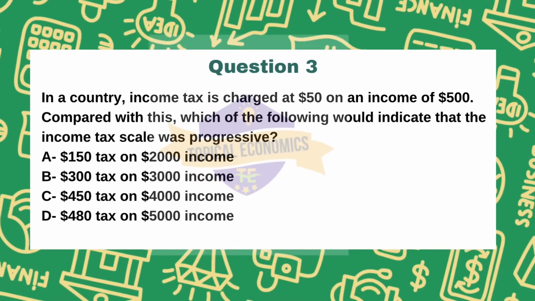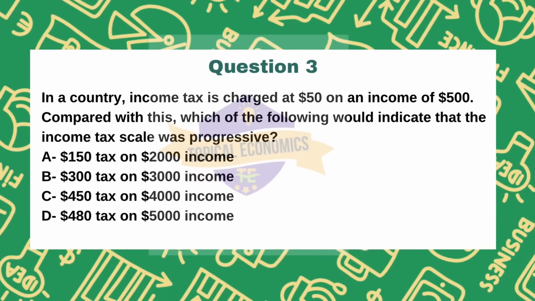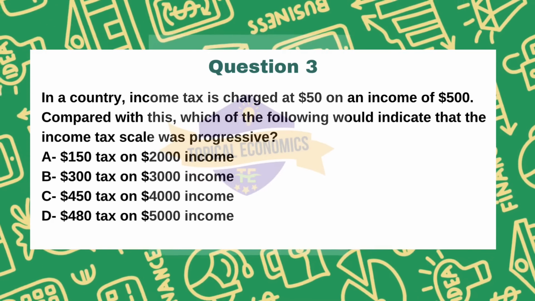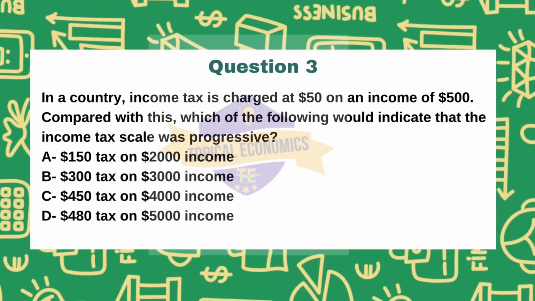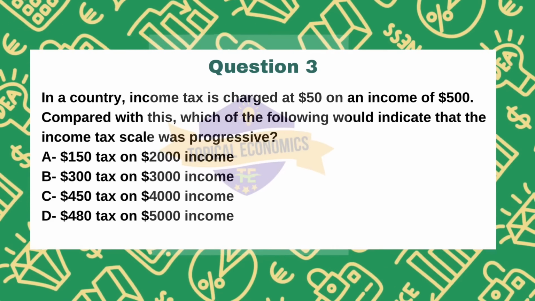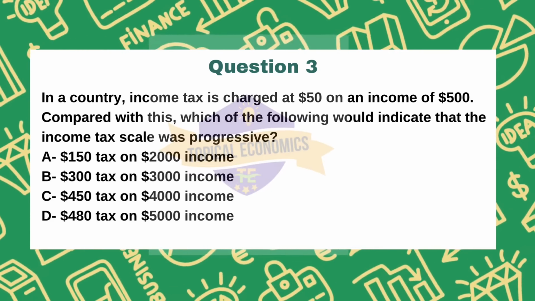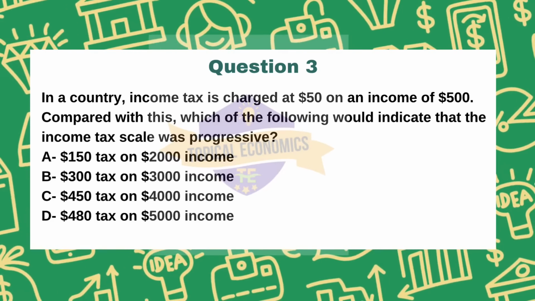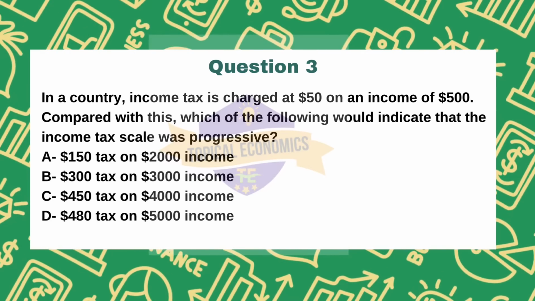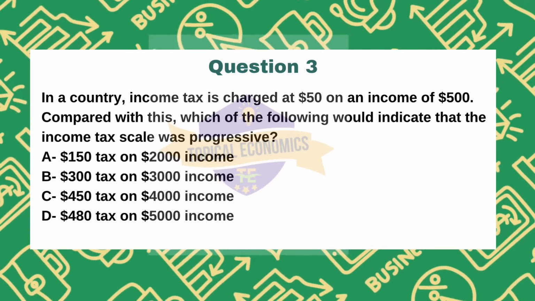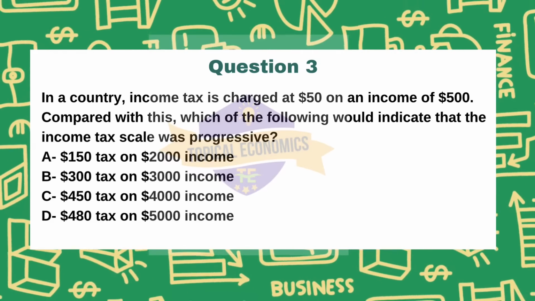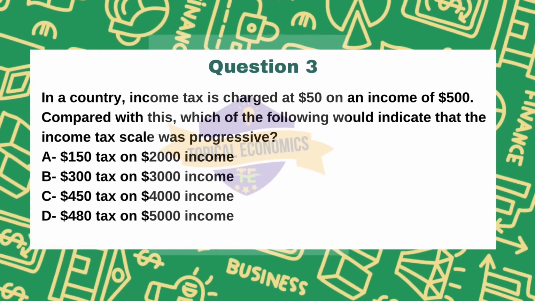For option A, $150 tax on $2,000 income, tax rate is 7.5%, $150 divided by $2,000. For option B, $300 tax on $3,000 income, tax rate is 10%, $300 divided by $3,000. For option C, $450 tax on $4,000 income, tax rate is 11.25%, $450 divided by $4,000.